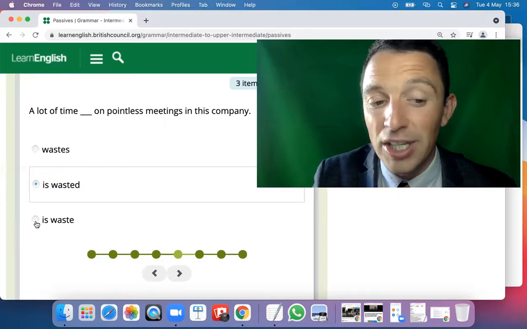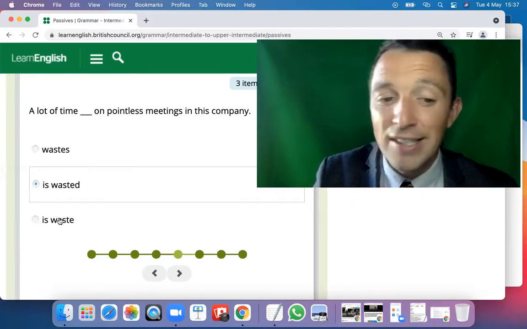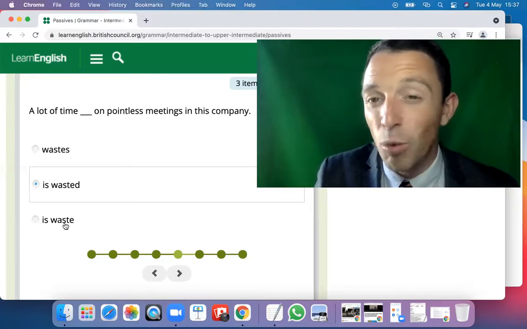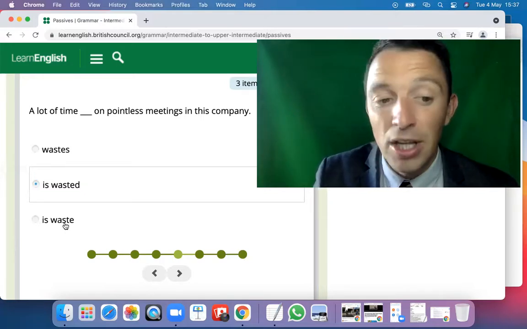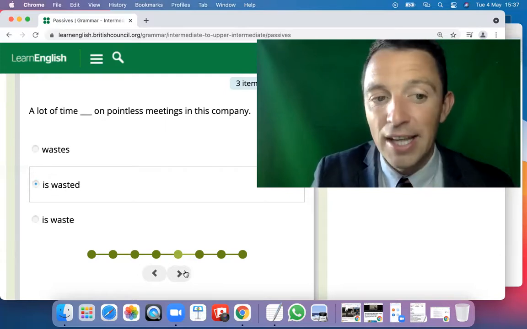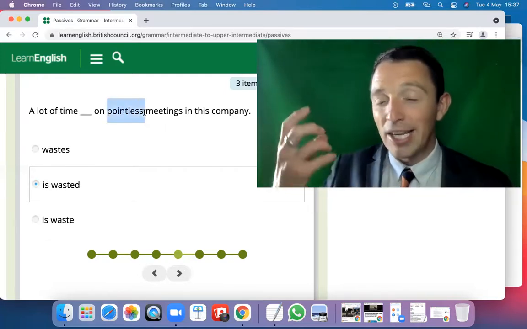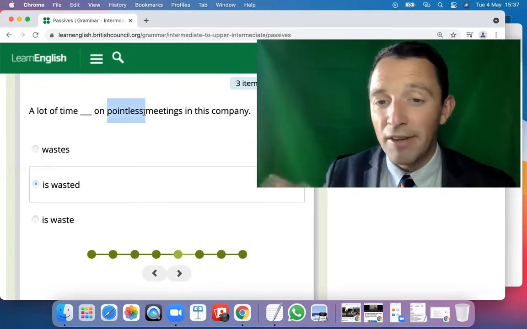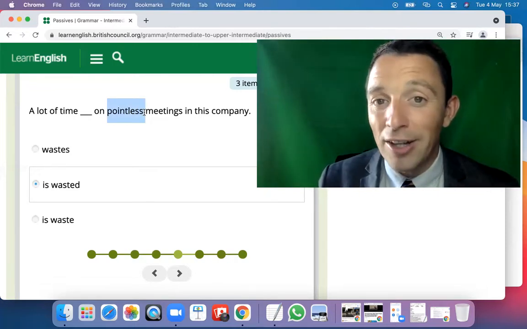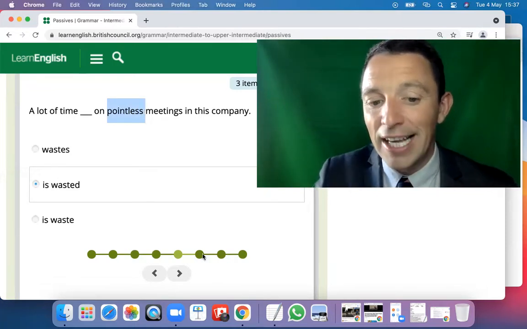But the final option is the verb to be plus the present conjugation of waste. So it's not the participle. So for me, the second option is the best. A lot of time is wasted on pointless meetings. Pointless is a very good adjective with no benefit. The trip was pointless. You had no benefit, no advantage in this company.